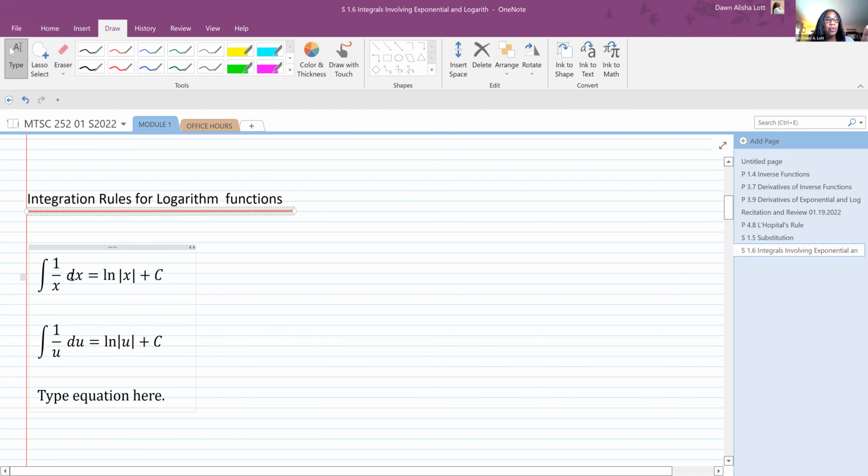And then the second rule is, of course, if I can, what was I trying to do? Why does that say type equation here? That shouldn't say that. That's got to go.